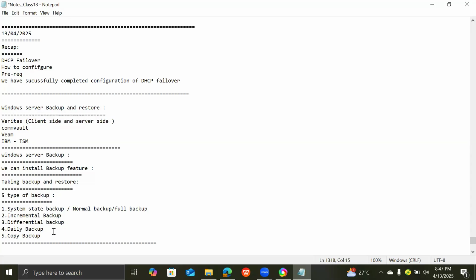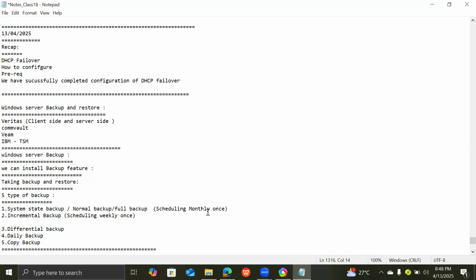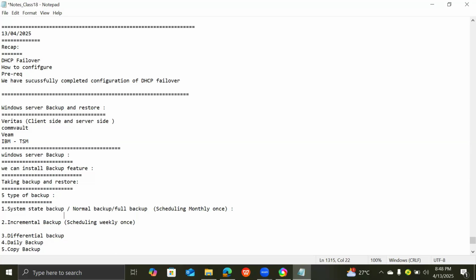And here you need to know how the system state backup works. Basically, in a traditional method we will schedule it monthly. And incremental backup, we schedule weekly. So what is an incremental backup, and what is a normal backup, full backup or system state backup? It will take a backup of the entire operating system.